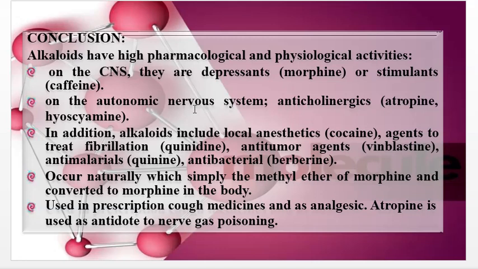On the autonomic nervous system, anticholinergics: atropine, hyoscyamine. In addition, alkaloids include local anesthetics like cocaine, agents to treat fibrillation, quinidine, anti-tumor agents, vinblastine, antimalarials, quinine, antibacterial, berberine. Codeine occurs naturally, which is simply the methyl ether of morphine and is converted to morphine in the body, used in prescription cough medicines and as an analgesic. Atropine is used as an antidote to nerve gas poisoning.